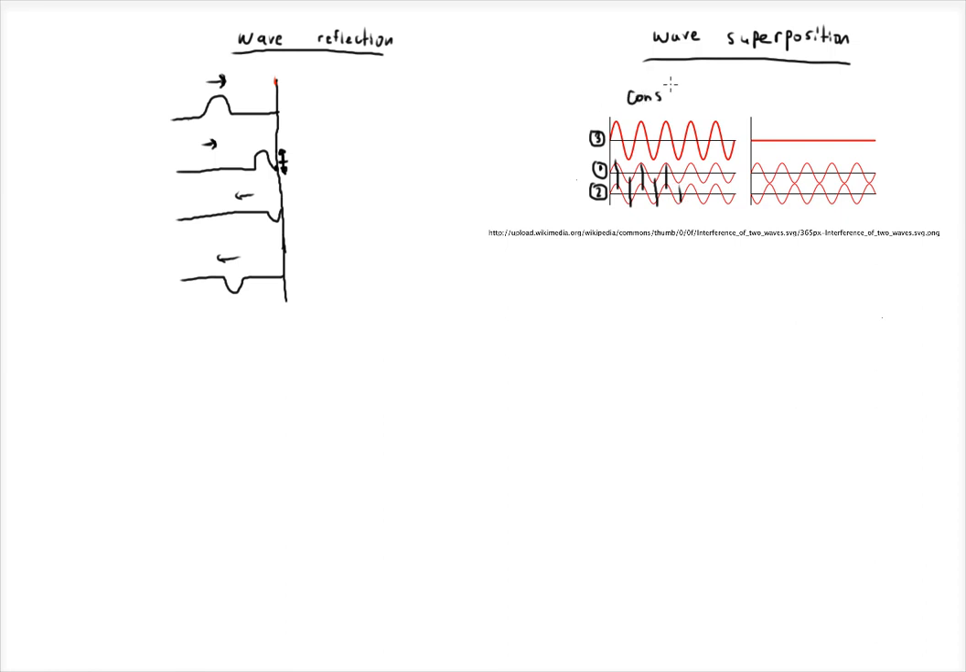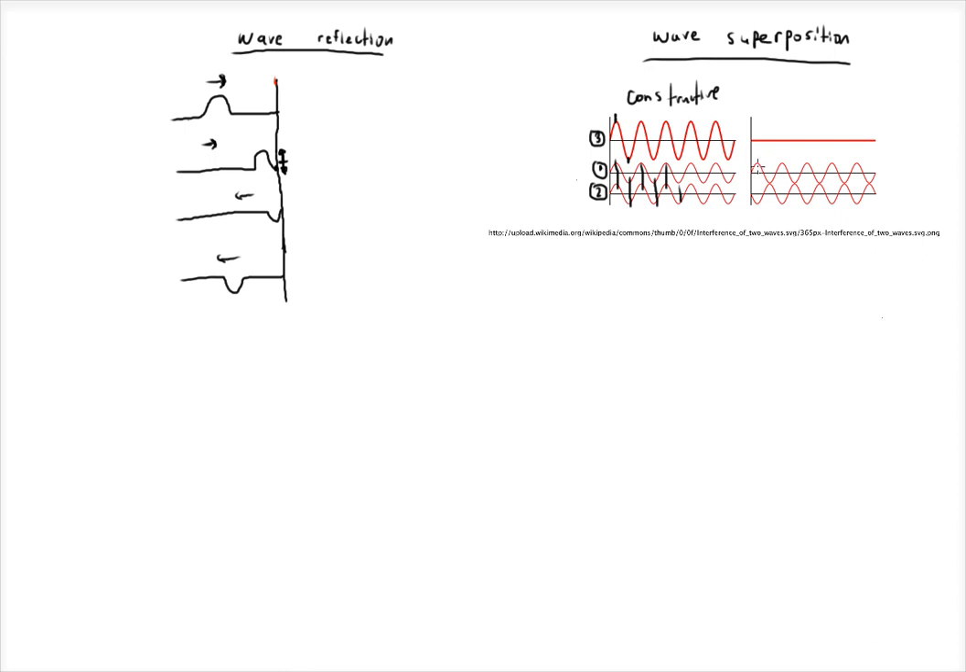And constructive interference just means that when the waves are lined up, so they're in phase, when the peaks are lined up with the peaks, it'll make one really big peak. And when the troughs are lined up with the troughs, it'll make one really big trough. And you'll see that these two waves combine, they kind of add together to make one larger wave.